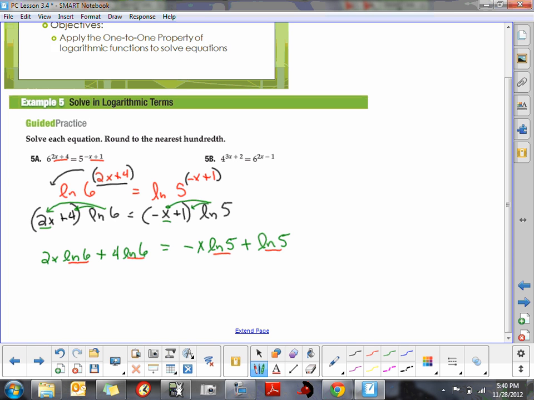It's kind of hard to see this, but the natural log of 6 and the natural log of 5, wherever they are, they're just constants. Remember, it is the exponent you raise e to get 6. It'll be a constant number. So this is a constant, this is a constant, and these are constants.